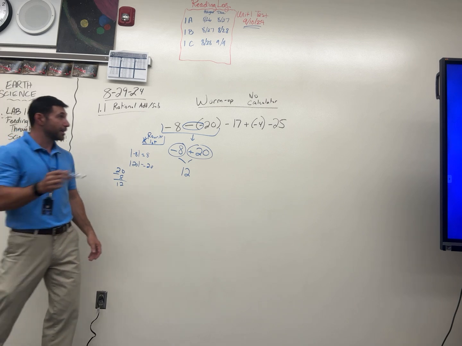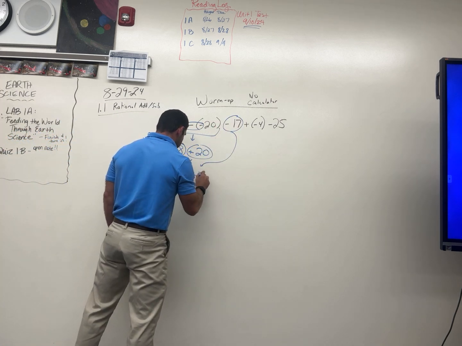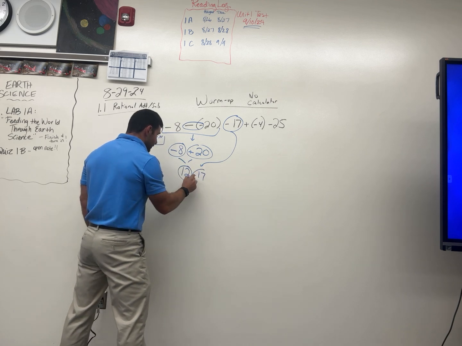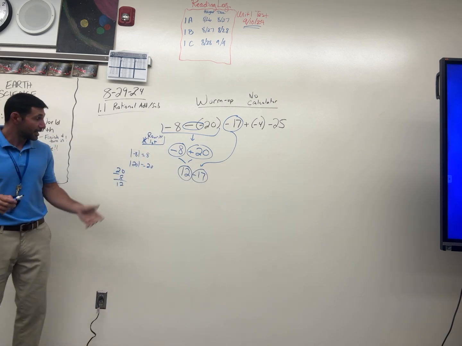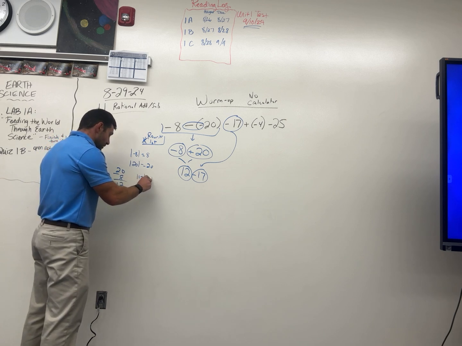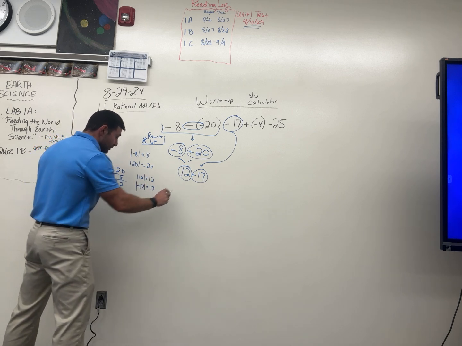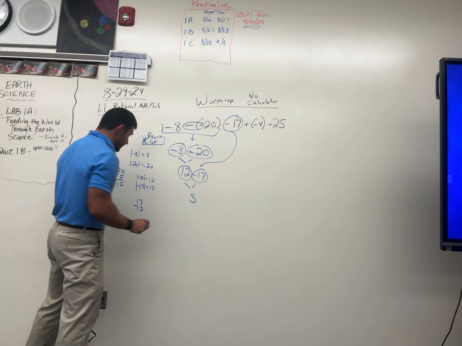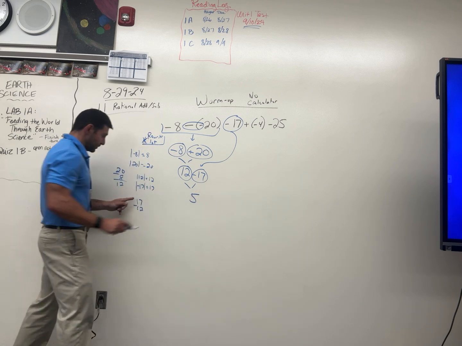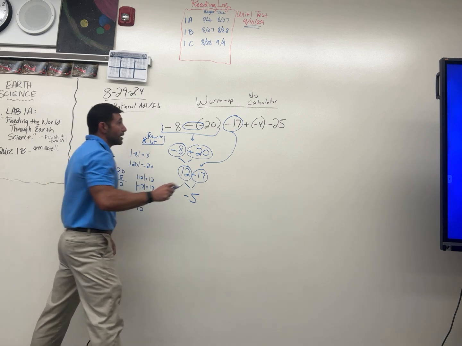Okay? From there, I can circle this -17 and bring it down. So now I have positive 12, -17. Again, do the absolute values. Absolute value of 12 is 12. Absolute value of -17 is 17. Different signs. 17 minus 12 gives me 5. The big number is 17, so it's negative. Very good, Christian.